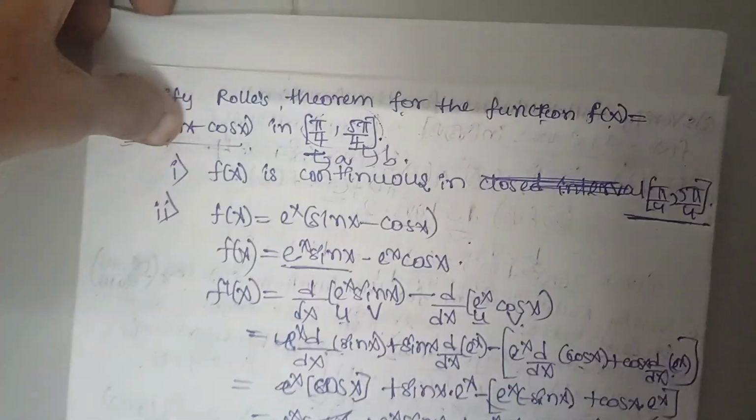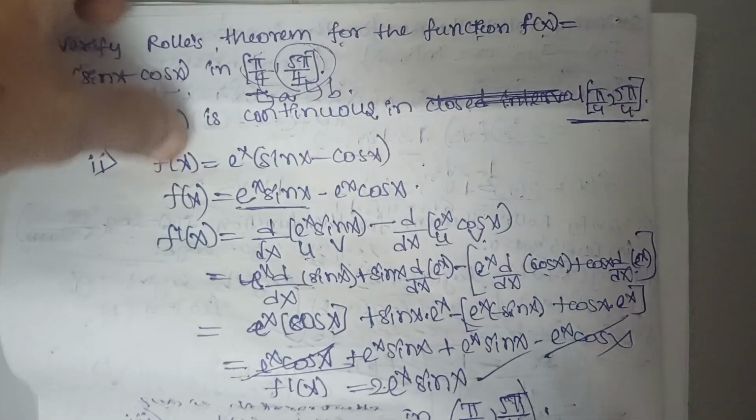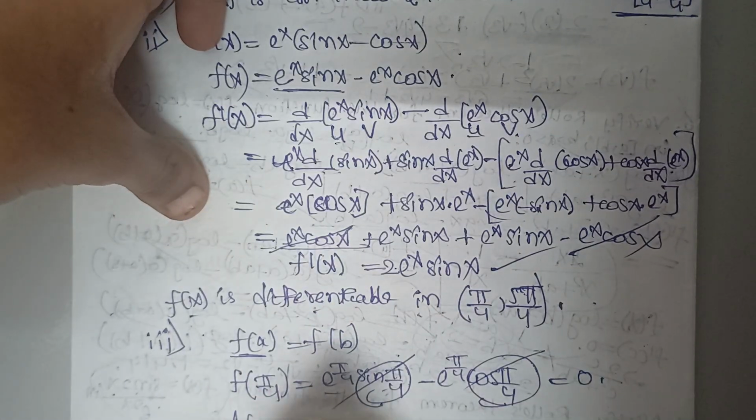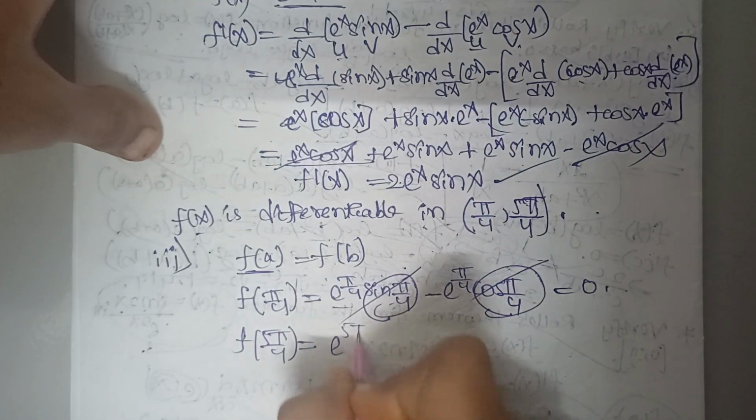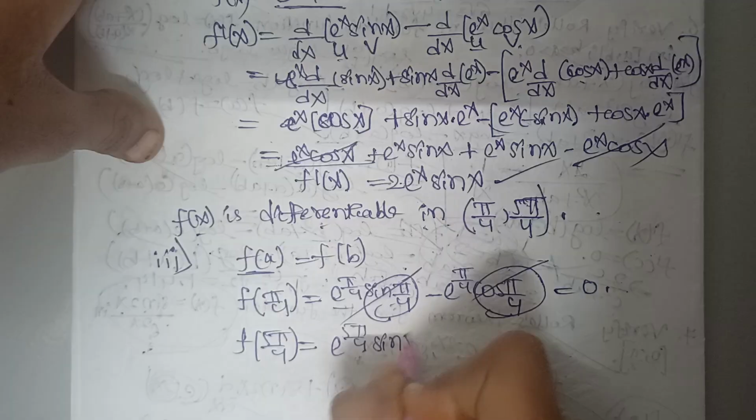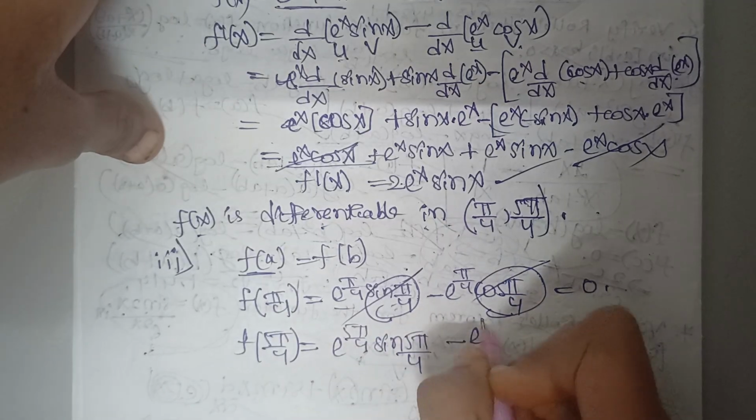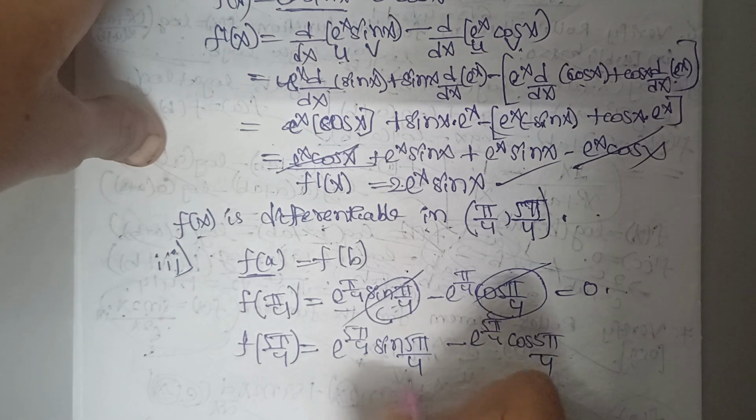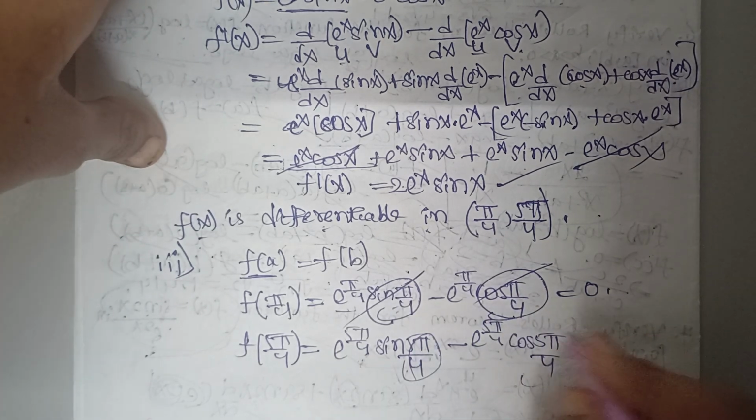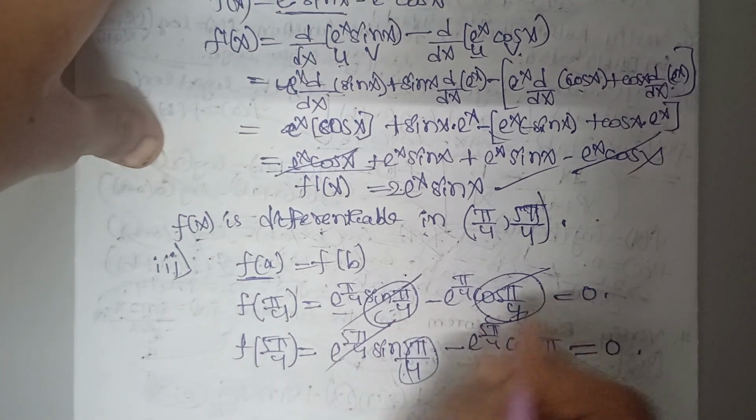And your f of b, which is f of 5 pi by 4, is e power 5 pi by 4 into sin of 5 pi by 4 minus e power 5 pi by 4 into cos of 5 pi by 4. Since again it is a multiple of pi by 4, both values are same and it is 0.